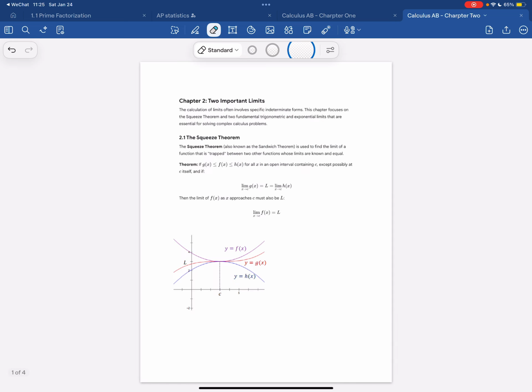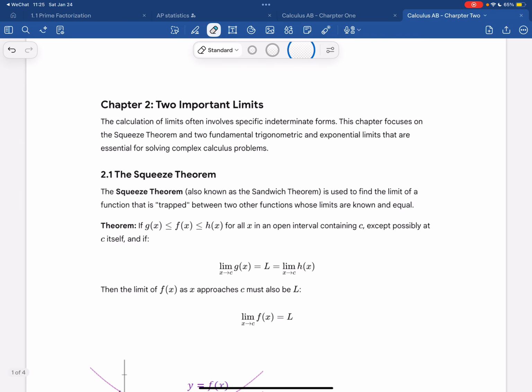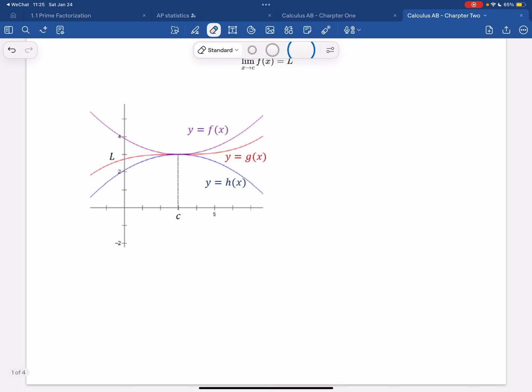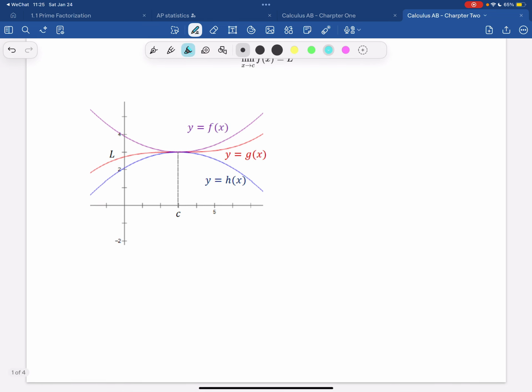So, starting off with the two important limits, we have the squeeze theorem, part one of the two important limits. So what is the squeeze theorem? It's basically like a sandwich, I would say. So if you look at this graph right here, let me box that up, okay?